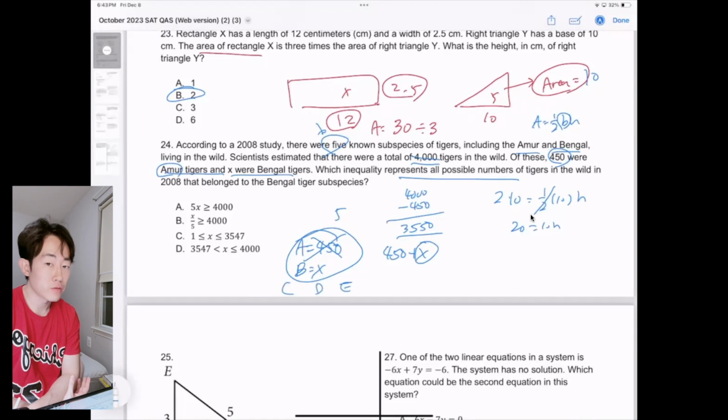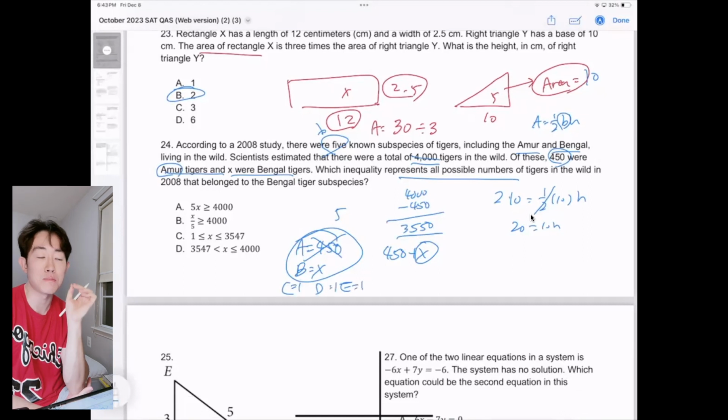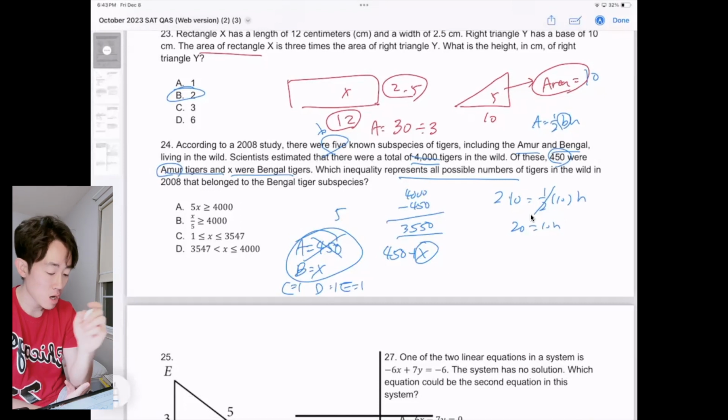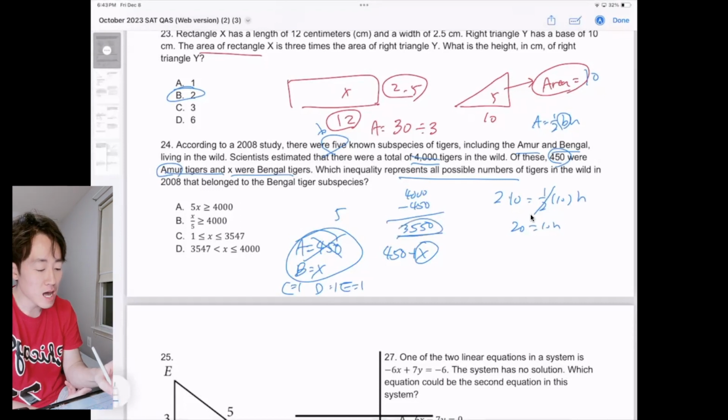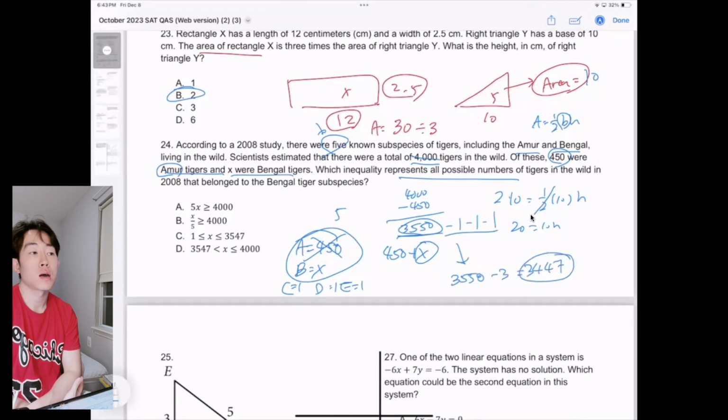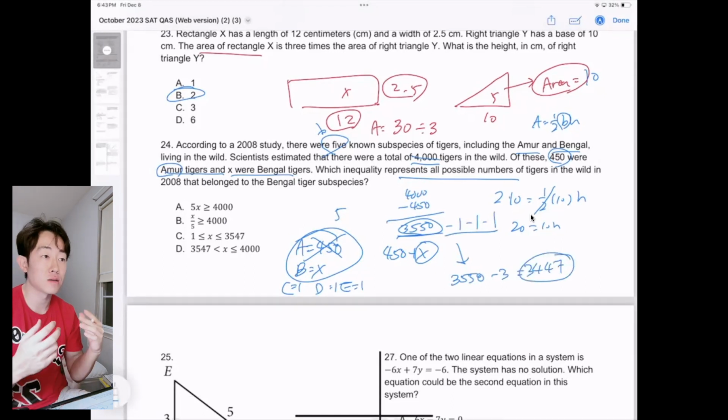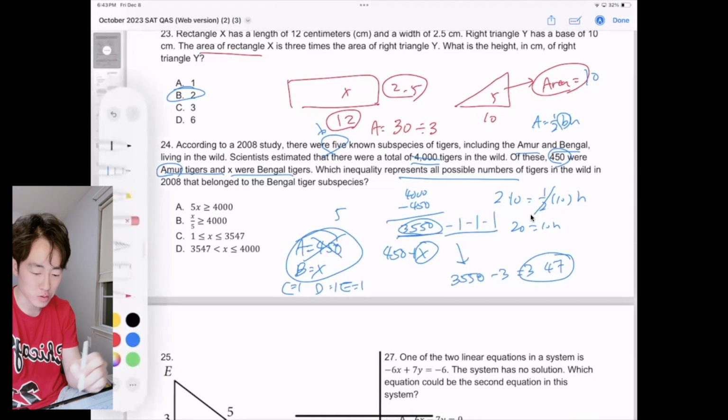What's the minimum number of tigers you can have to consider that a subspecies? Let's consider them all to be 1, because that's the minimum you need to count as a subspecies group. So the maximum number technically for Bengal tigers is 3,550, but you need to subtract 1 from C, 1 from D, and 1 from E. That's subtracting 3, which is 3,550 minus 3, a total of 3,447 Bengal tigers. I'm sorry, 3,547. What am I doing?